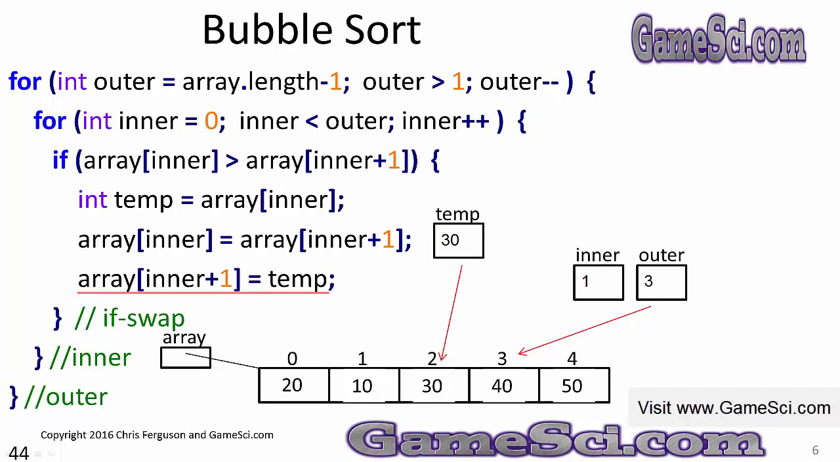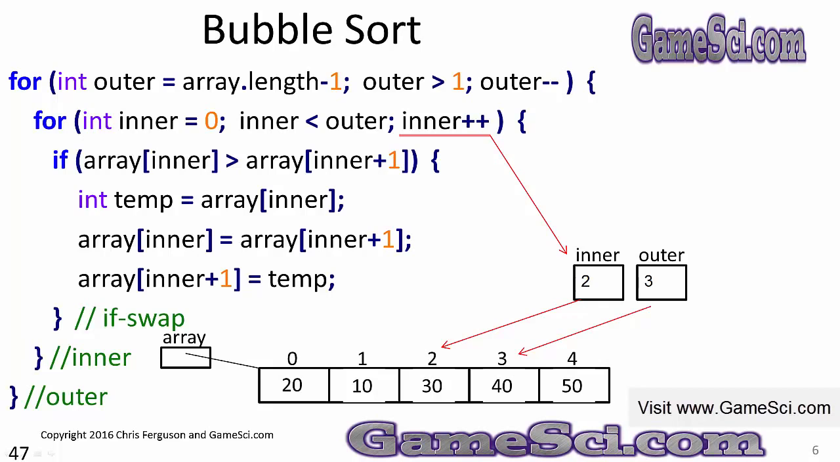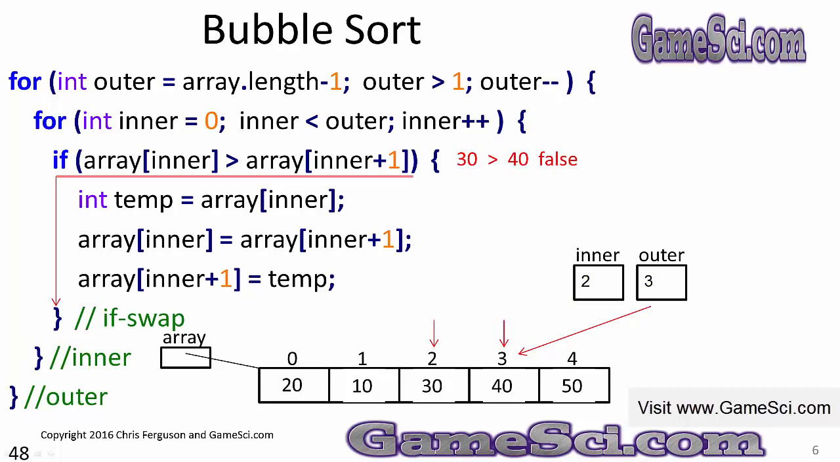If you look closely at those last three numbers, they look like they're in order. We'll hit the end of the if statement, which will reach the end of the inner for loop. The end of the inner for loop takes us back up to the top. Inner plus plus takes us to 2, and now inner will be pointing at slot 2 or index 2 of the array. Array sub inner greater than array sub inner plus 1. Is 30 greater than 40? That is a false statement.